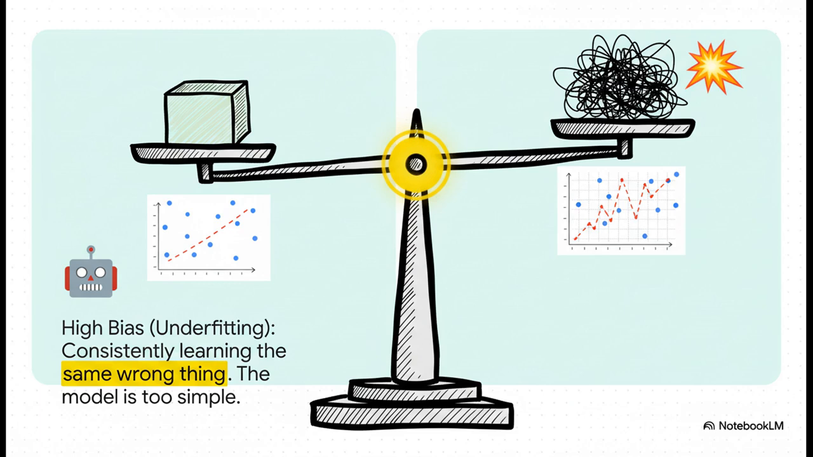On one side of the scale, you've got high bias, which is also called underfitting. This is a model that's just way too simple. It's always learning the same wrong thing, like trying to draw a straight line through a really curvy set of dots. And on the other side, you've got high variance, or overfitting. This model is way too complex. It's chaotic. It learns all the random noise in your data. The entire game is finding that perfect sweet spot right in the middle.